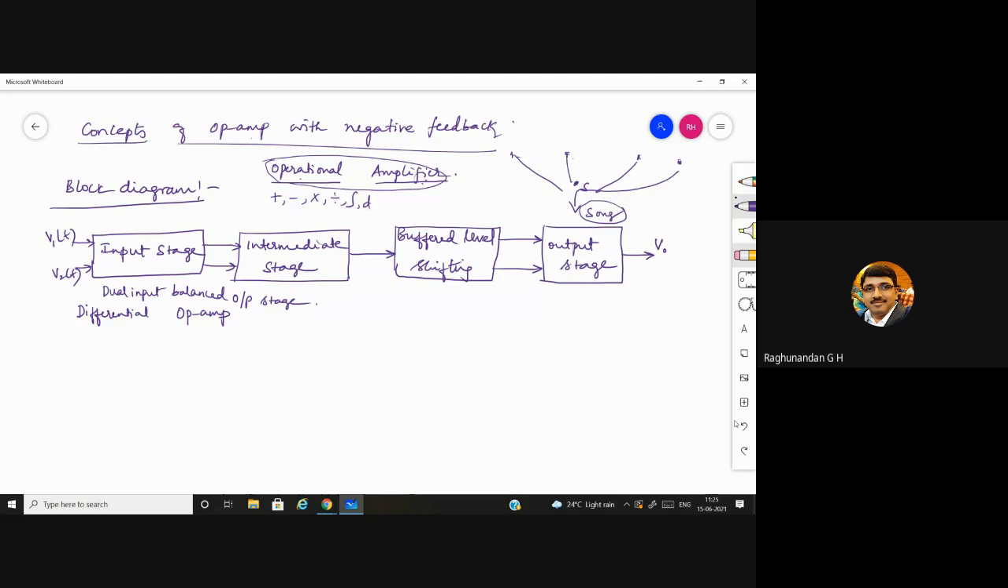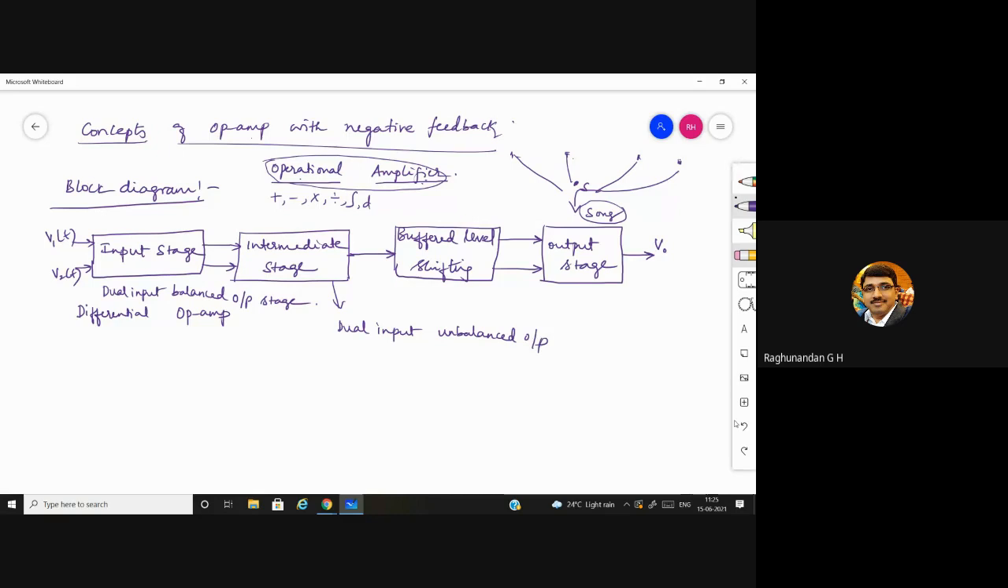Next, in the intermediate stage, we have two inputs, that means dual input, and we have only one output. One output indicates it is an unbalanced output. Whenever you have only one output line, that indicates an unbalanced output. So we call this a dual input unbalanced output stage.